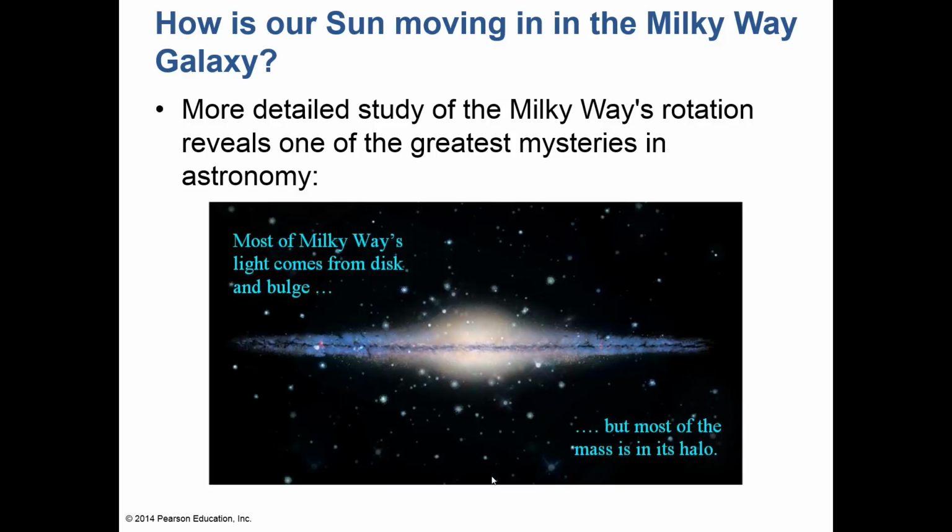We also know that the Milky Way's light comes from a disk and a bulge. And there is dust in the galaxy. You can see here a dark band going through the middle, and that is dust. Dust and gas is the blue stuff, and that makes up stars.